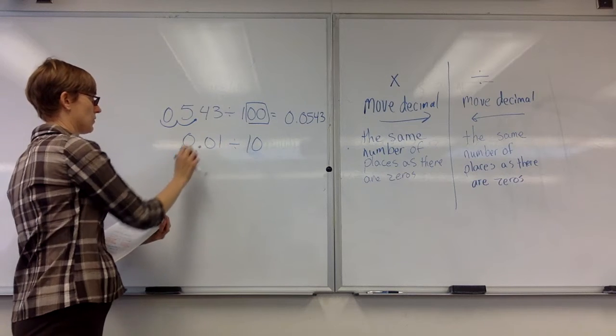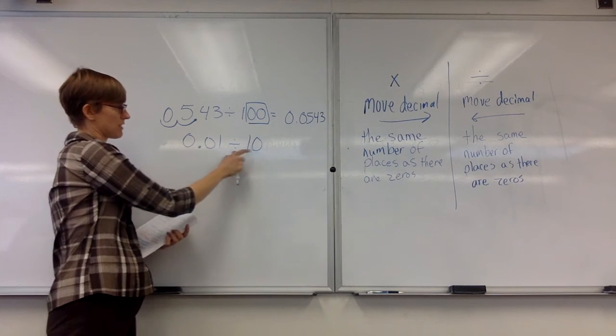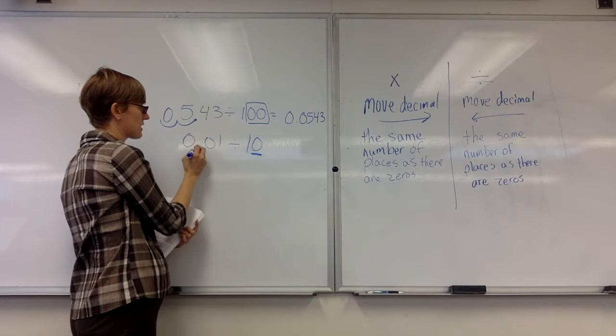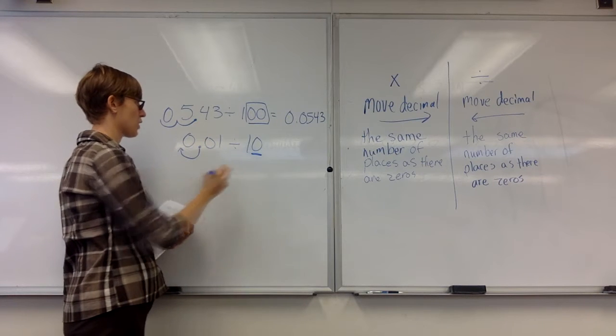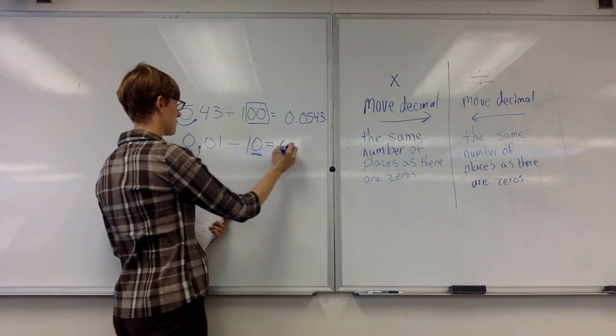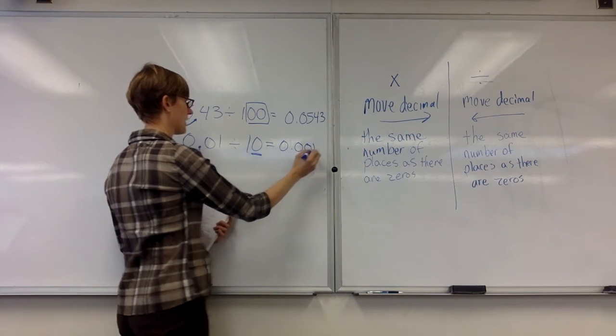Let's do the next one for you. If I have 0.01 divided by 10, I have 1 zero. That means I'm moving my decimal point 1 place. I'm moving it to the left because I'm getting smaller. Moving it to the left means that I'm going to have 0.001.